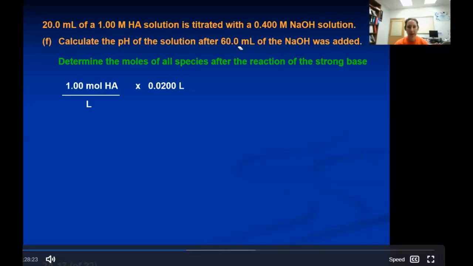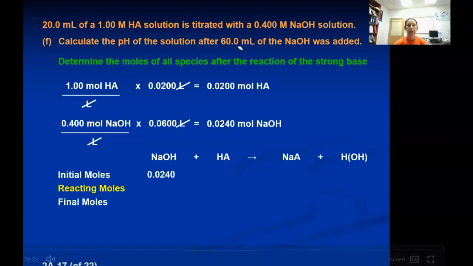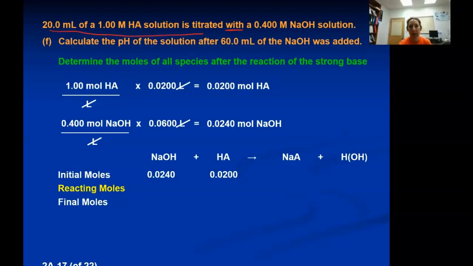Remember, whenever we're adding something to something else, we've got to find our moles, number one. Every single time, if it says titration or adding something to something else, you've got to find your moles, because every single time you've got to do a mole table. When you see a titration, mole tables are kind of mandatory. So we have our moles of NaOH and our moles of HA. Remember, we're adding our NaOH to our HA, because this is what we're starting with, and it says titrated with. That means that whatever's after this is what's being added to our acid.